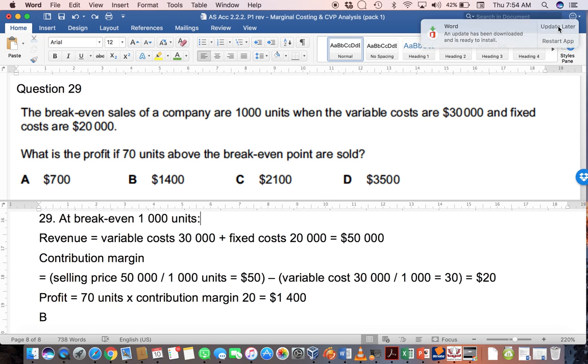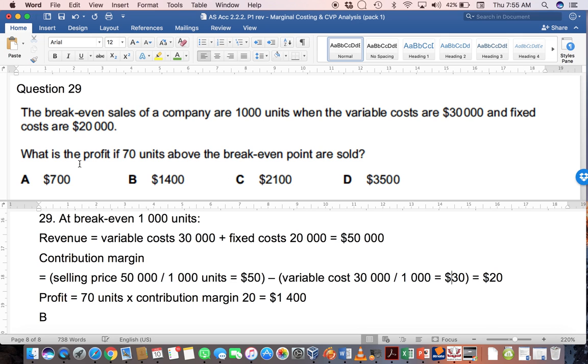We can then work out that the contribution margin, or how much each particular unit actually contributes towards covering your costs, is going to be your selling price per unit. In other words, 50,000 divided by the 1,000 units is $50, minus the variable cost per unit, or the $30,000 total that was given divided by the 1,000 units of $30, which gives us an answer of $20 as the contribution margin, or how much each particular unit will actually contribute towards covering the costs.